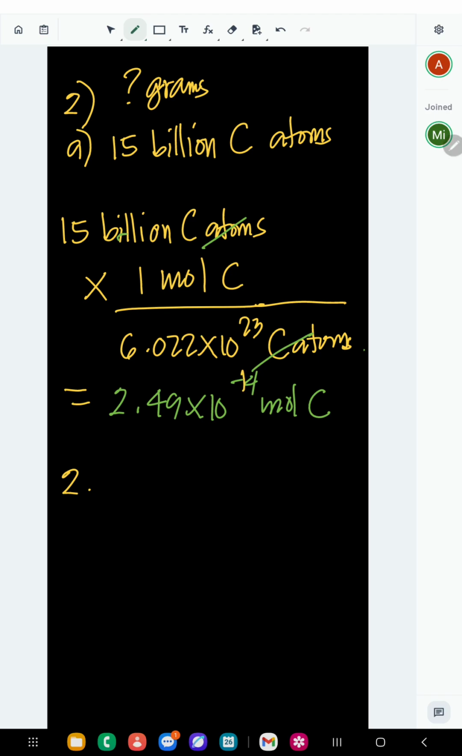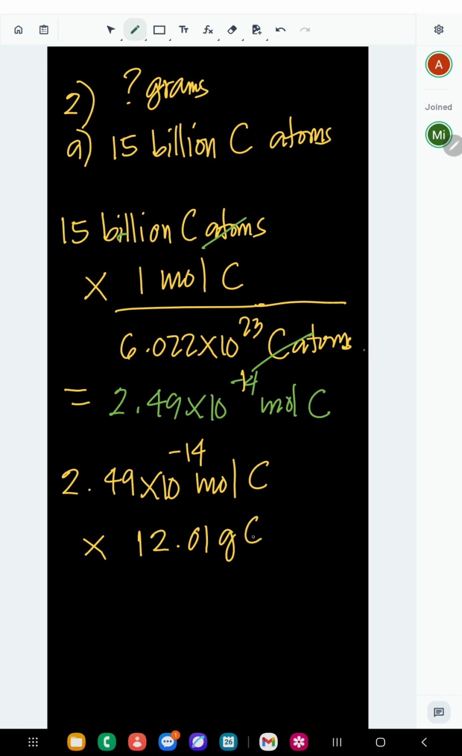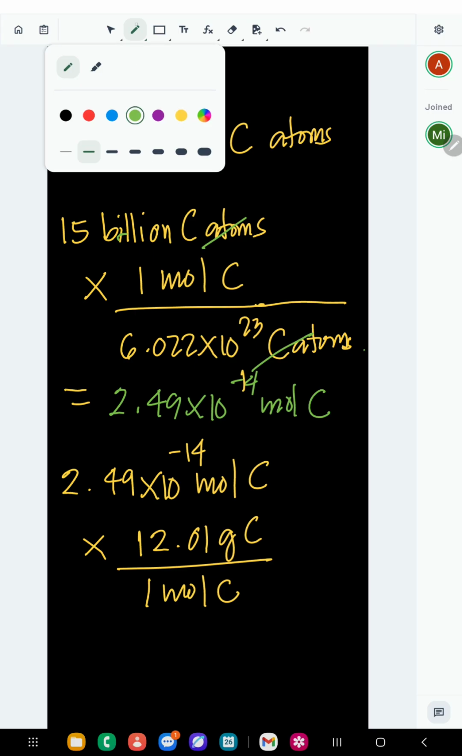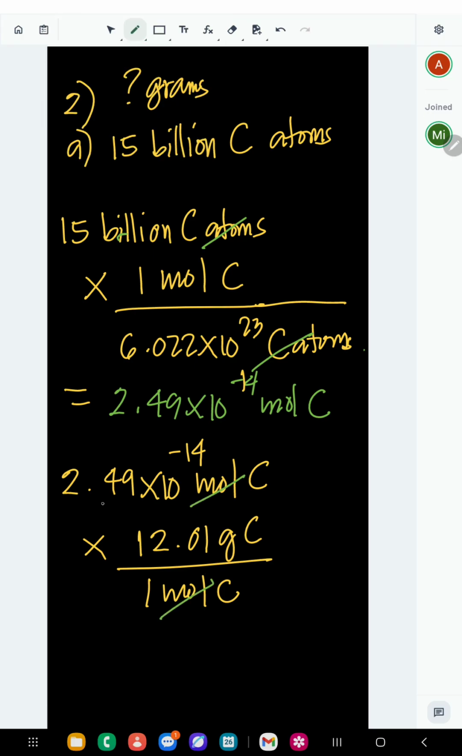And now we are asked for the grams. So we need to convert a number of moles to grams. So 2.49 times 10 to the negative 14 moles carbon. What is the molar mass of carbon? 12.01 grams carbon per 1 mole carbon. So that means you multiply 2.49 times 10 to the negative 14 mole by 12.01.